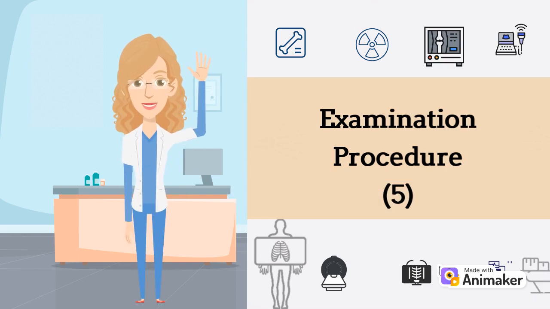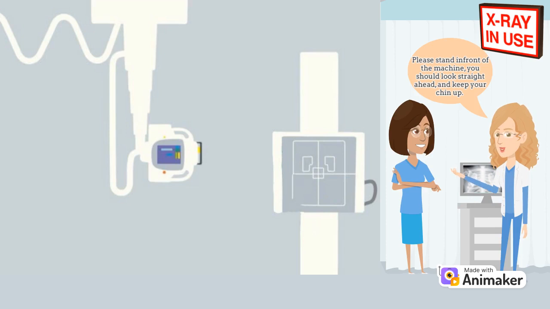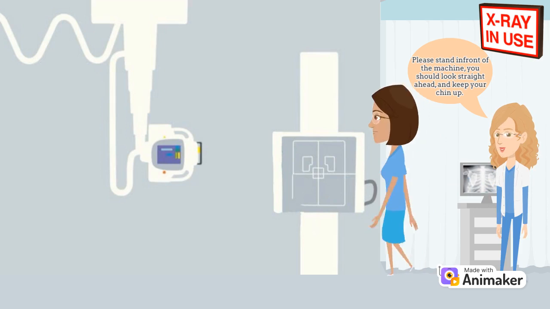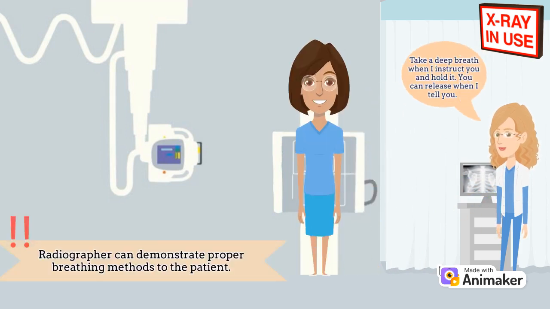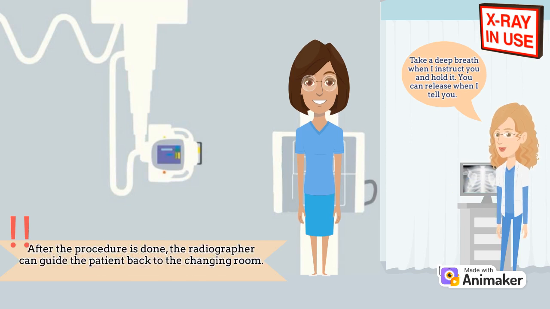Step 5. Start the examination process. As the patient enters the X-ray room, the radiographer will instruct the patient to stand in front of the X-ray machine and position them by making sure that the hips and elbows are gently pressed. The radiographer will ask the patient to take a deep breath and hold it for a few seconds. For accurate results, the radiographer can demonstrate the proper way of breathing to the patient.